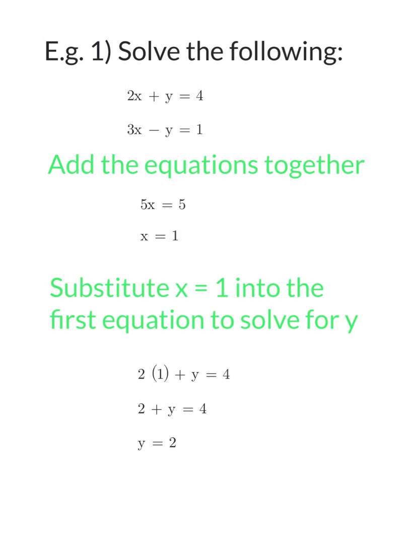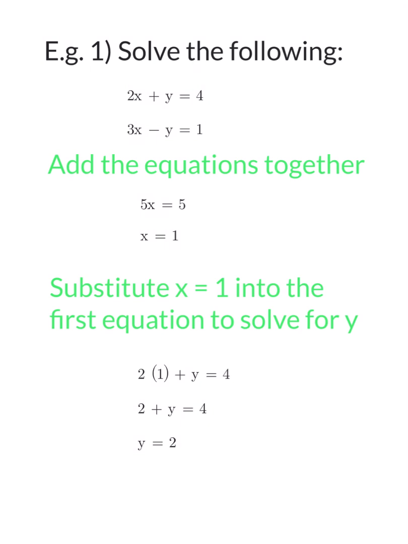So if we substitute x equals 1 into the first equation to solve for y, we get 2 lots of 1 plus y equals 4. That's 2 plus y equals 4. So subtracting 2 from both sides gives us y equals 2. So x equals 1 and y equals 2 is our solution.